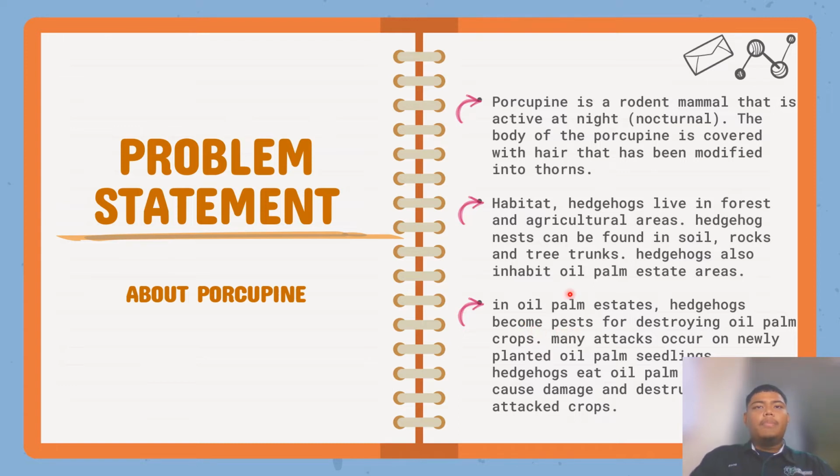In oil palm estates, porcupines become pests by destroying oil palm crops. Many attacks occur on newly planted oil palm seedlings. Porcupines eat oil palm buds and cause damage and destruction to the attacked crops.